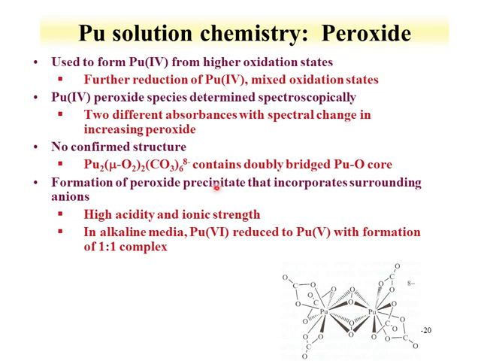There is no confirmed structure of this plutonium bridge species as shown here. This is the proposed structure. However, it is known that you can form the peroxide precipitates and they will incorporate surrounding anions. So this is also similar to the uranium. A route for precipitating plutonium in a solution for separations is the use of the peroxide.